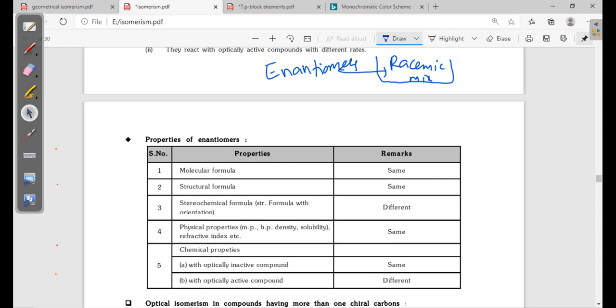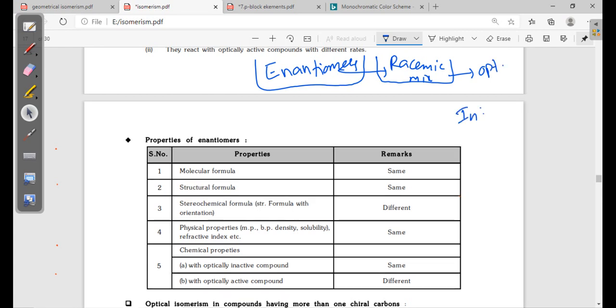If enantiomers are together, then that is a racemic mixture. So a racemic mixture is optically inactive. Why optically inactive? Individually both are optically active, but as a racemic mixture, this is optically inactive because one compound is rotating clockwise, the other compound is rotating anti-clockwise, the resultant becomes zero. It is a plus isomer, it is a minus isomer, clockwise rotation and anti-clockwise rotation, resultant is zero.